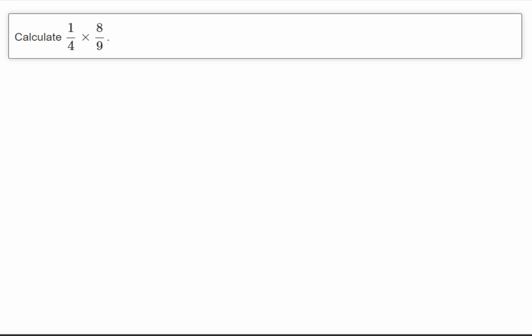Example: calculate 1/4 times 8/9. Remember when multiplying fractions that times means of, and so 1/4 times 8/9 means that we are being asked to calculate 1/4 of 8/9. This makes it very similar to our previous problem.